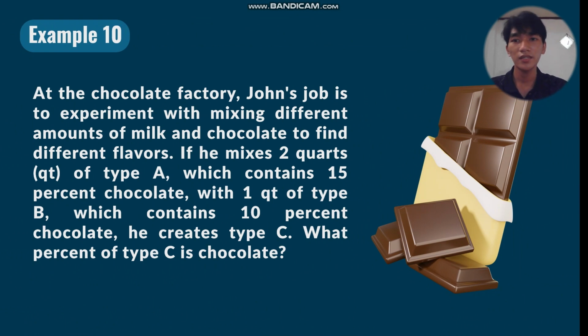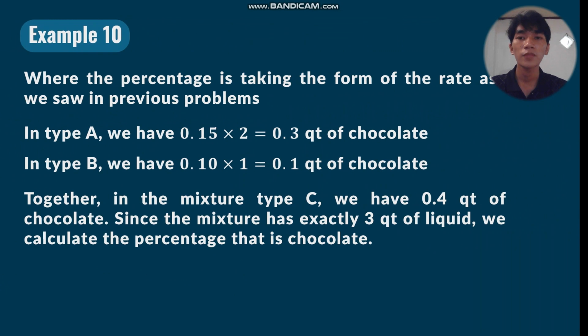The question is, at the chocolate factory, John's job is to experiment with mixing different amounts of milk and chocolate to find different flavors. If he mixes 2 quarts of type A, which contains 15% chocolate, with 1 quart of type B, which contains 10% chocolate, he creates type C. What percent of type C is chocolate? Solution.